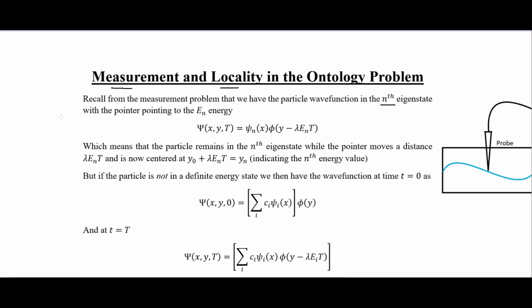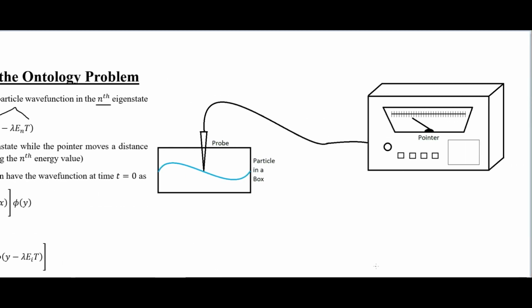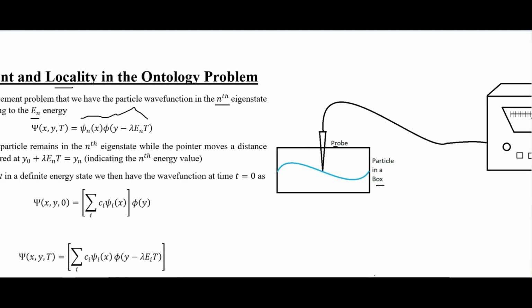So we're in the nth eigenstate, so the pointer will be pointing at the E sub n energy. We obtained this as our wave function in a previous video right here. And remember, we're talking about a generic measuring device that looks like this, where we have the particle here, we have a probe that interacts with the particle, and then the pointer that will point to some value that we are trying to measure. In this case, we'll be thinking about energy.